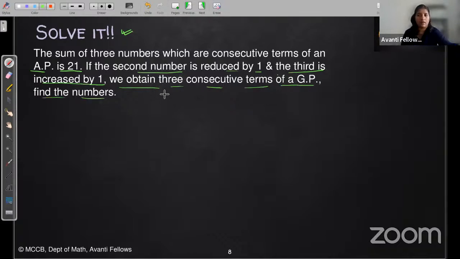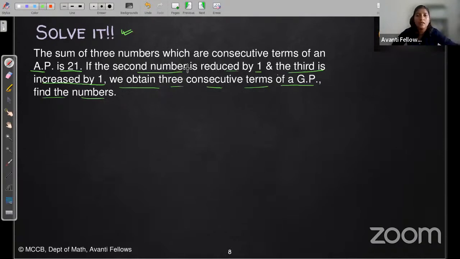They're saying that there are three numbers, and those three numbers are in AP and their sum is equal to 21. If we consider the second number and reduce it by 1, and the third number and add 1, whatever three terms we get will be in GP. Then they're asking us to find the value of those three numbers.